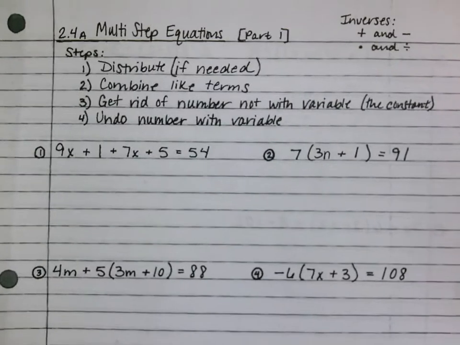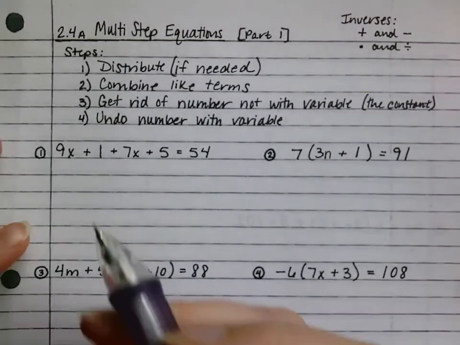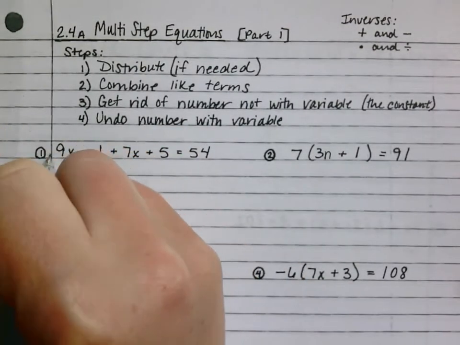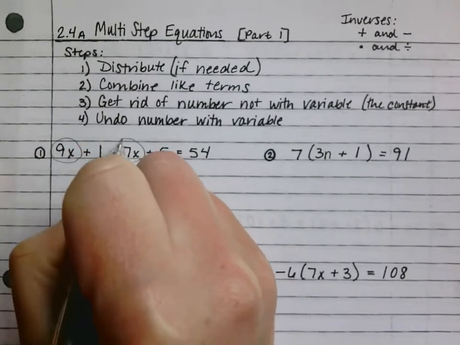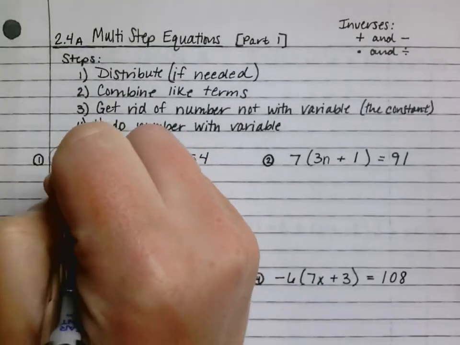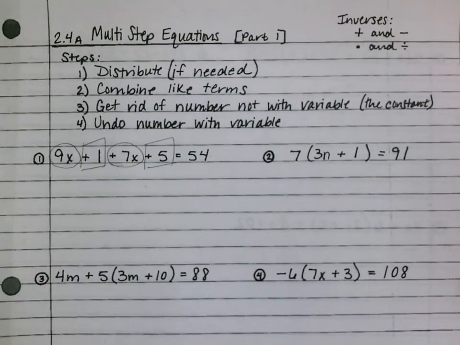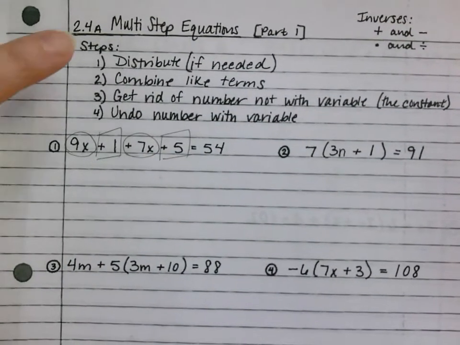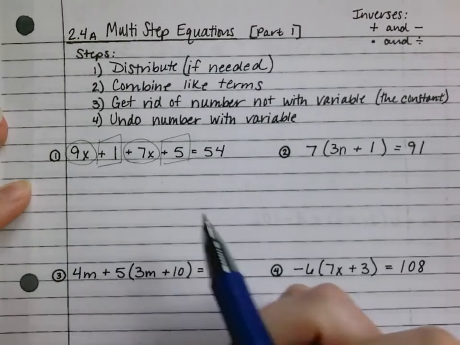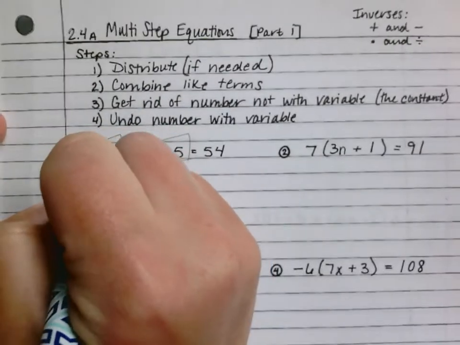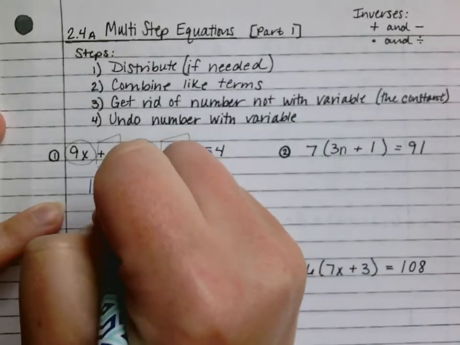So in number 1, the first thing that we need to look at are our like terms. So we have a 9x and a 7x, and then we have a 1 and a 5. The ones that are like terms is where we're going to start because this doesn't have any distribution. So the 9 and the 7 is going to give me 16x. The 1 and the 5 will give me 6.